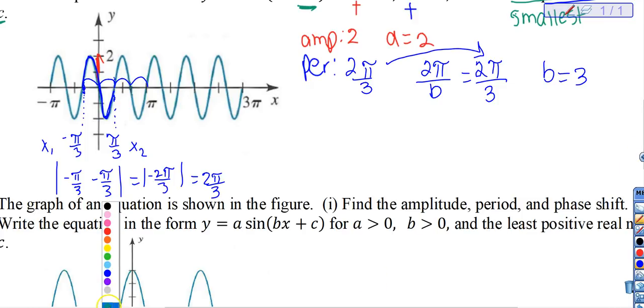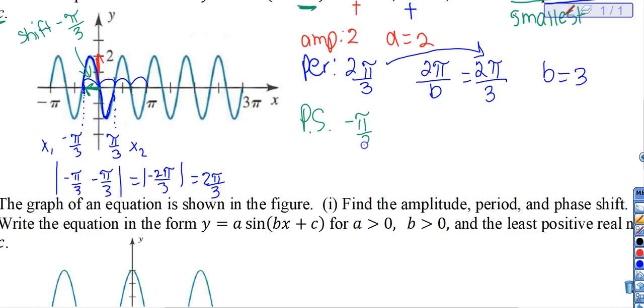So I'm going to switch to my green pen, and I'm going to look at my phase shift. The smallest shift possible is a shift left, and I'm going to use my green pen here with a little arrow. What's that a shift left of? Shift negative pi over 3? You agree? All right, so the phase shift is negative pi over 3. All right, so we've done task 1. Amplitude, period, phase shift, all determined off of the graph.